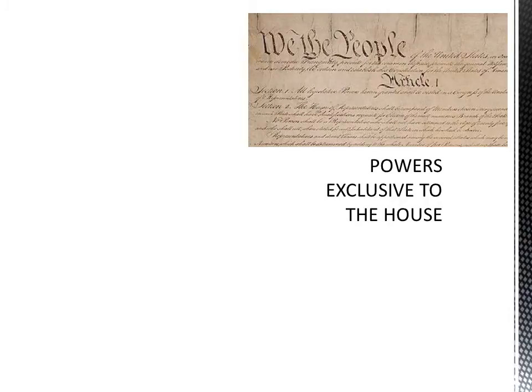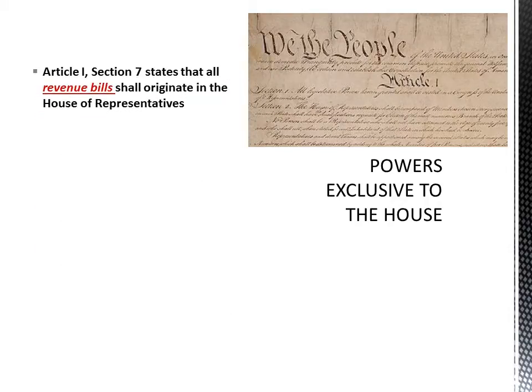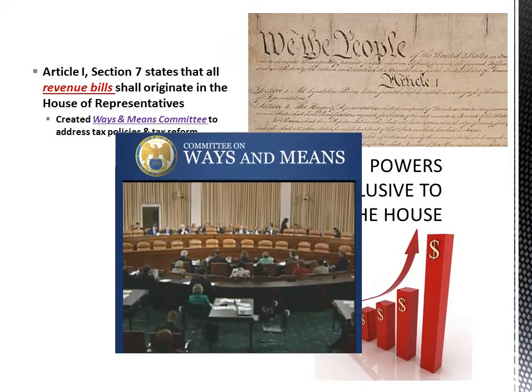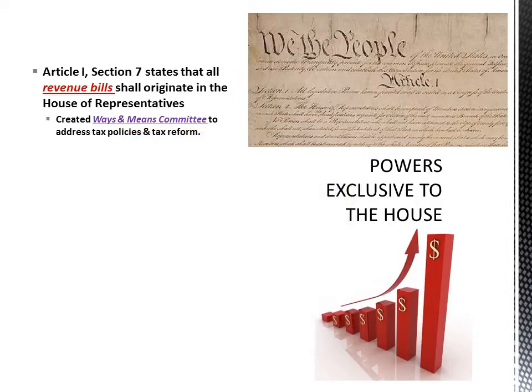There were some legislative powers that were set aside exclusively for the House of Representatives to deal with. One of those in the Constitution states that any revenue bill will always originate in the House of Representatives. This means that anything that deals with tax policies, borrowing, or bonds begins in the House for studying. To make this happen, the House created the Ways and Means Committee, which addresses all tax policies and tax reform bills. This, aside from the Rules Committee, is the second most prominent committee in the House.